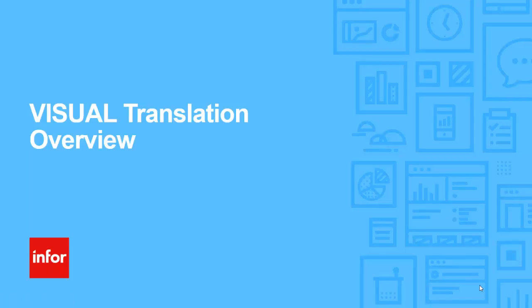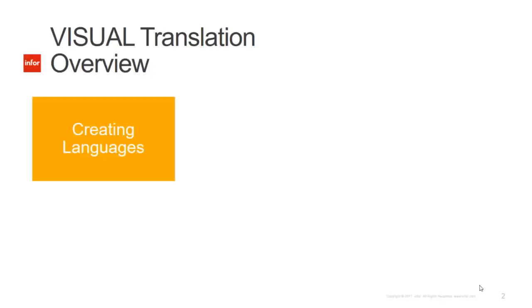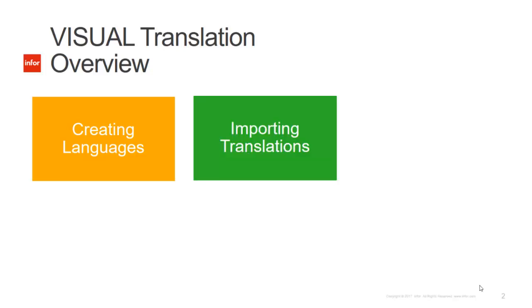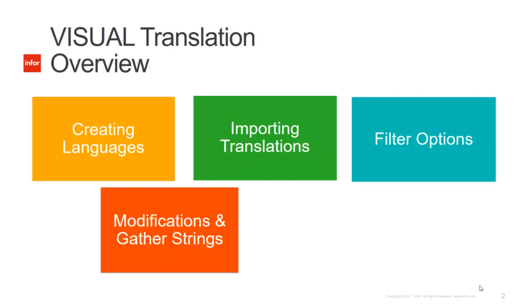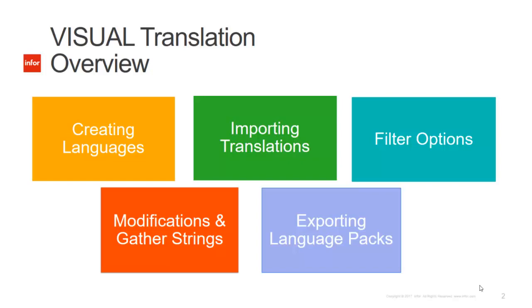The following is an overview of Visual's foreign language translation utility. The process begins by creating new language IDs and assigning them by user ID. Then we'll be looking at importing existing translations. We'll show you the filter options, followed by modifications and also using the gather strings utility. And finally, exporting language packs.